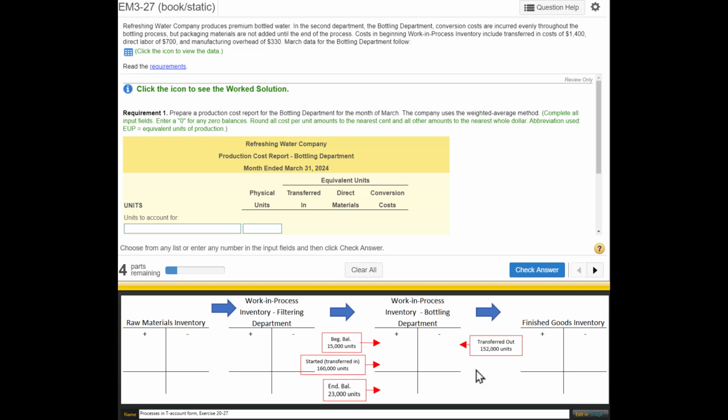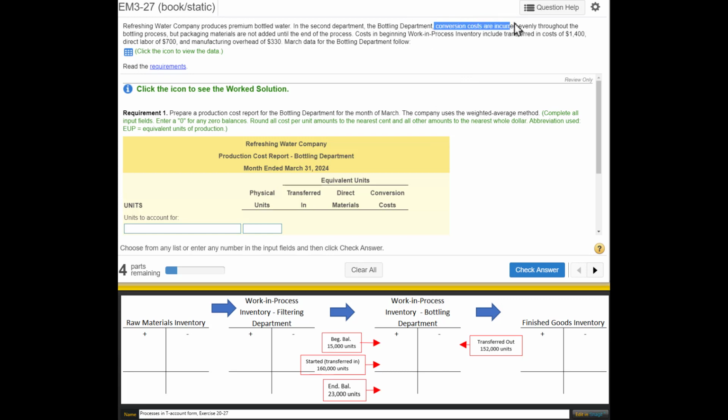Exercise 20-27. We're going to do a production cost report, but it's going to be for the second department. So Refreshing Water Company produces premium bottled water. In the second department, the bottling department, which is what we're doing the production cost report for, I've done some T accounts in Excel, and this is a screenshot down here of it. So here's the bottling department in the workflow.